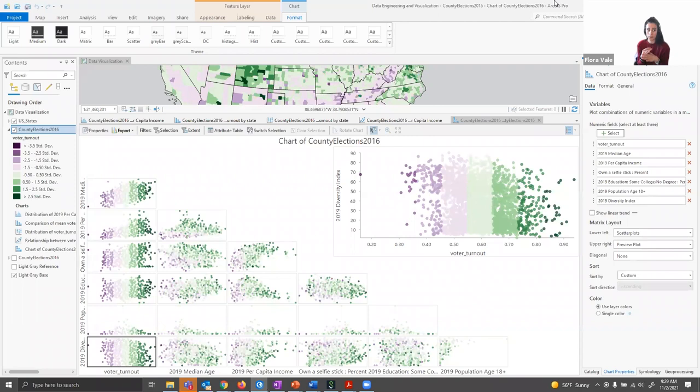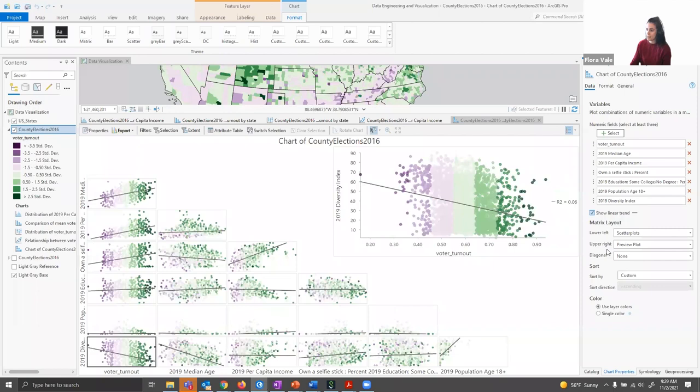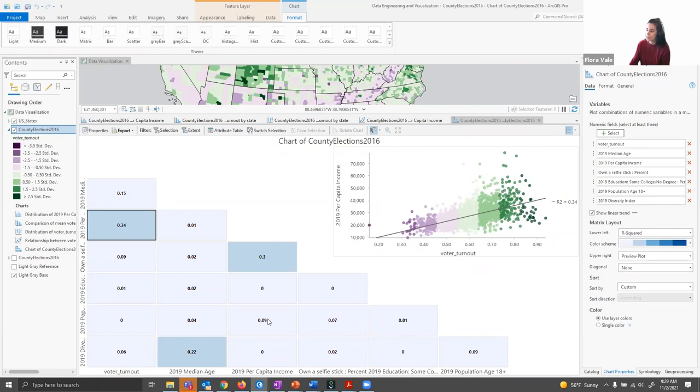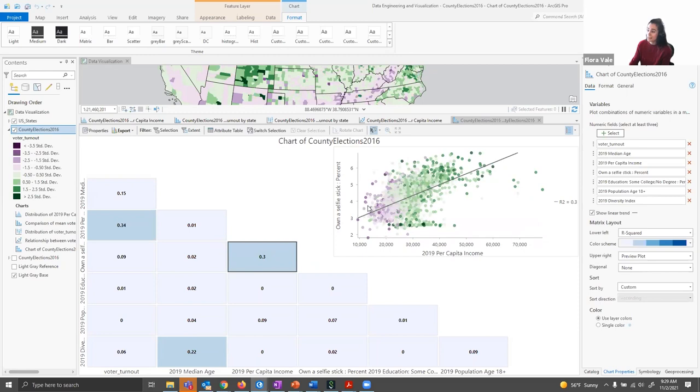And I can turn on a linear trend to see a little bit better if we have positive or negative relationships. But I could also choose to view these as R squared or as Pearson's R. So if I view these as R squared, I can now just see which cells have the highest relationship. So here we have a 0.34, and that's that per capita income versus turnout that we looked at earlier. Here I have 0.3, and that is the percent of the population who owns a selfie stick versus income. So somehow those two are related with an R squared of 0.3.